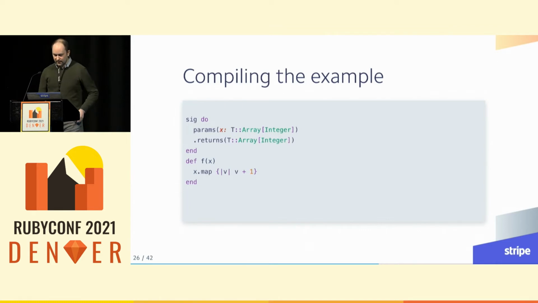So the very first thing that you need to do to compile Ruby with Sorbet is to add a compiled sigil at the top. And so this is really stressing the incremental approach that we're taking here. We want to be able to opt individual files into compilation and not just say you have to go all or nothing on the entire code base.